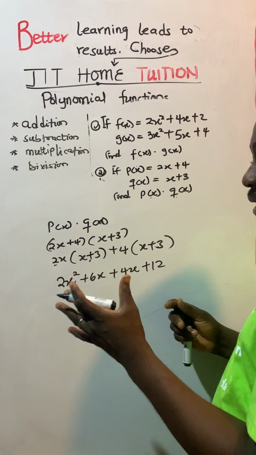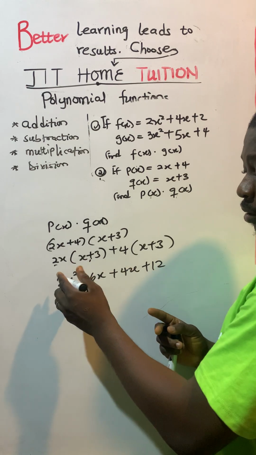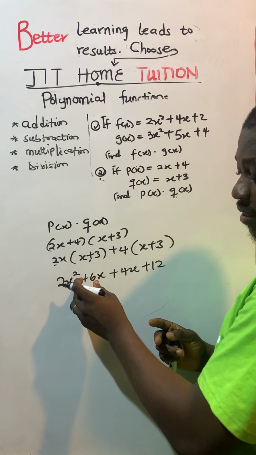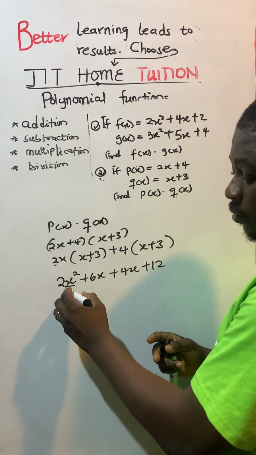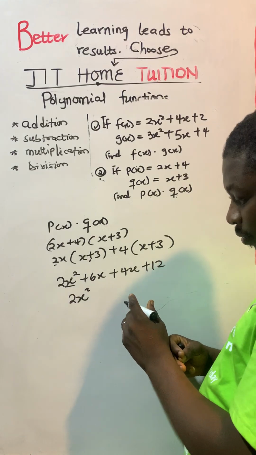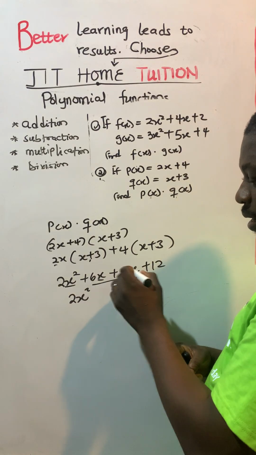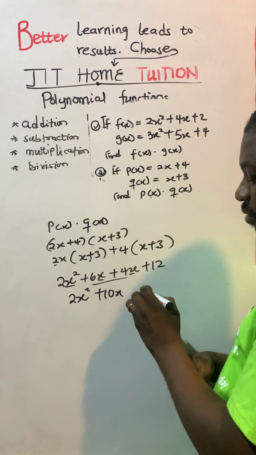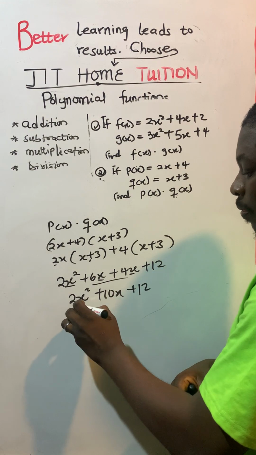So what I'm going to do is group like terms. When I look at this, there is just only x squared, so I write 2x squared. Then x here, x here, when you add it, that will give you 10x, and you have your 12.